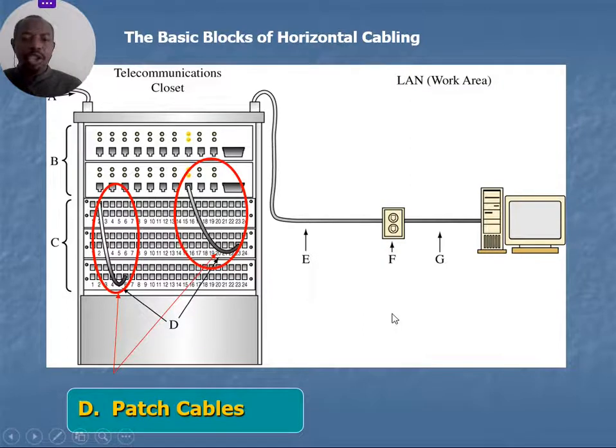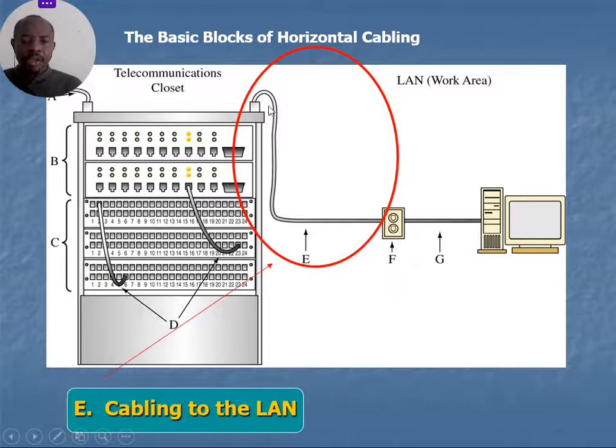Okay, let's go to E now. The E is also a cable, right? Cable to the LAN. From this other side of the telecommunication closet, you use a thick cable to the LAN, local area network. The LAN has a termination point, which we're going to describe soonest.